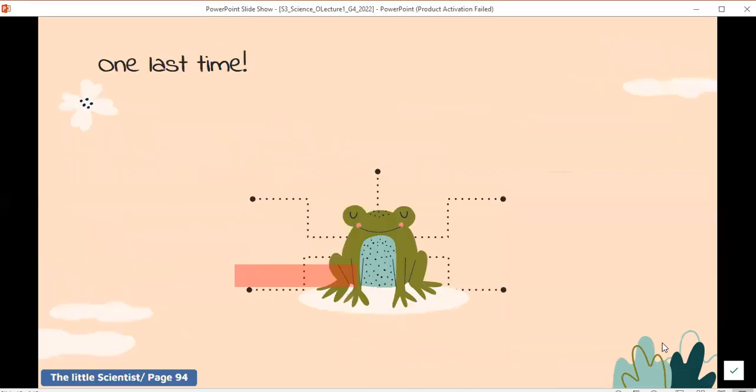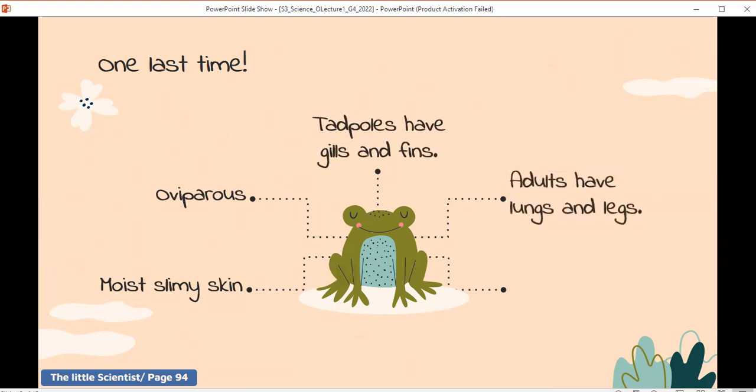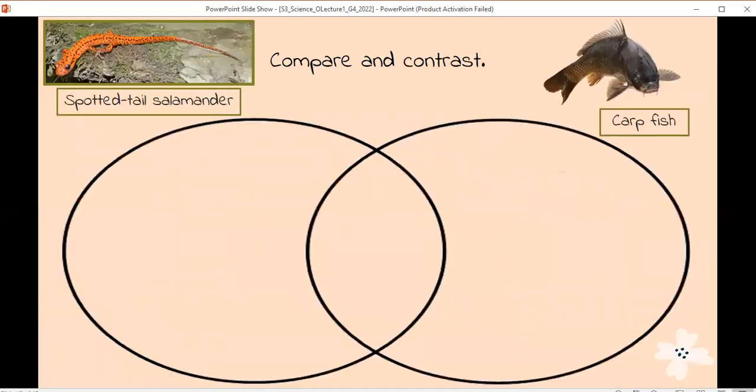Let's recap. Amphibians have a moist, slimy skin. They are oviparous animals. They lay eggs. Tadpoles have gills and fins, while adults have lungs and legs. This change is called metamorphosis. Amphibians are also cold-blooded. How are amphibians and fish similar and how are they different?